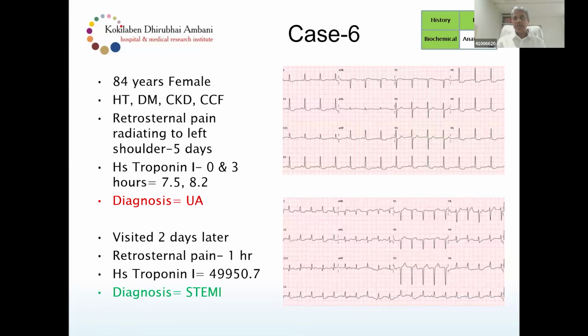And you can see the ECG, there is already an evolved anterior MI. Her HS troponin I was 49,950. So now the diagnosis is STEMI, the same patient. So 2 days earlier, when ECG and troponins were used, the diagnosis was unstable angina. And the same patient came 2 days later with a STEMI, which means that the first time we missed the diagnosis of coronary artery disease.